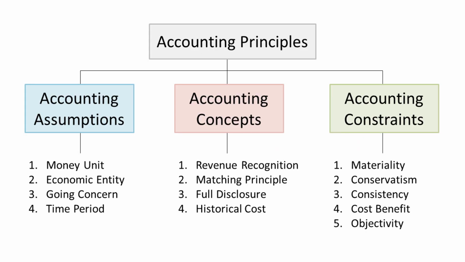Now, the most important concept is, what are the different types of accounting principles? That is, first is accounting assumptions, then accounting concepts, and accounting constraints. Now, there are different assumptions and different concepts and different constraints of accounting. Now, if you understand the principles, that is concepts, that is money measurement concept, going concern concept, time period concept, revenue recognition concept, matching principle, full disclosure, historical cost principle, and we talk of the constraints, that is the conventions, that is materiality, conservatism, consistency, and objectivity in cost benefit.